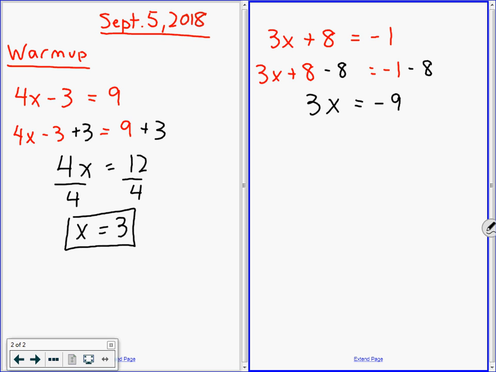Okay, Aiden, last step here. What are we going to do? Divide by 3. Okay. And what's the negative 9 divided by 3, please? Negative 3, very good.